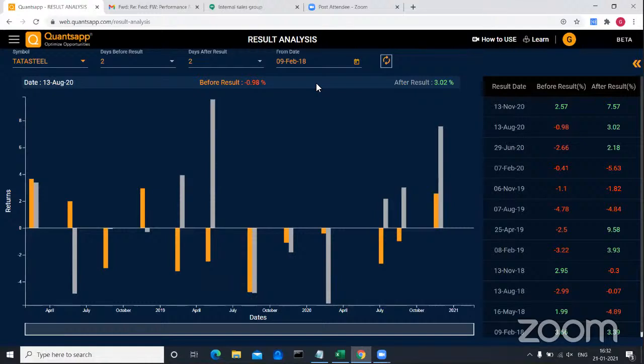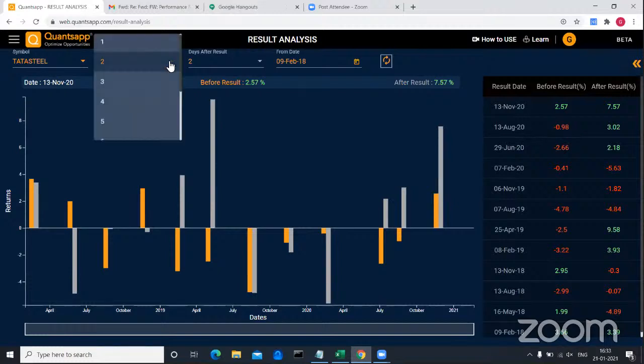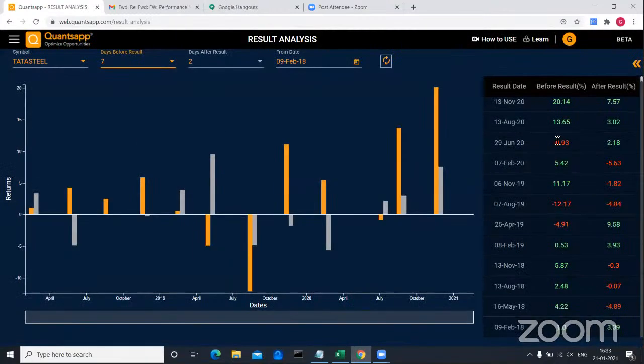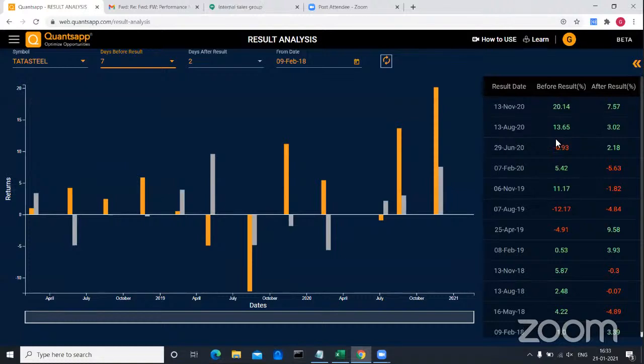So, Mr. Sam, for the Tata Steel, I put 7 days to see the trend. The Tata Steel has fallen drastically in spite of subsidiaries showing good results. So this is the stock price movement. If I say 7 days before, it's just giving you an idea of the 7 days before the result. I can see how the stock performed from 7 days before the result until the result came, how much up move, how much down move, so you can analyze.